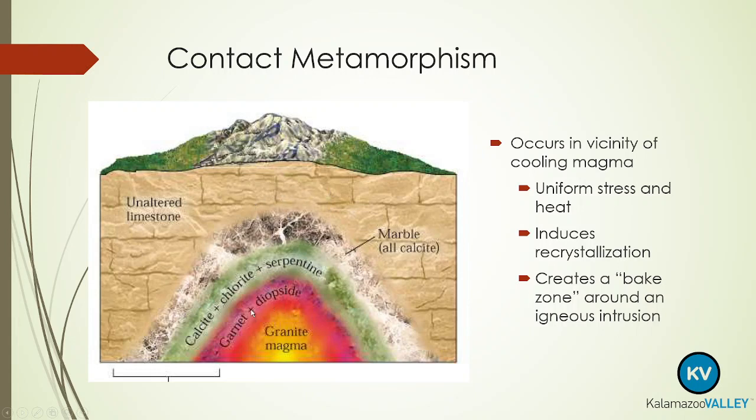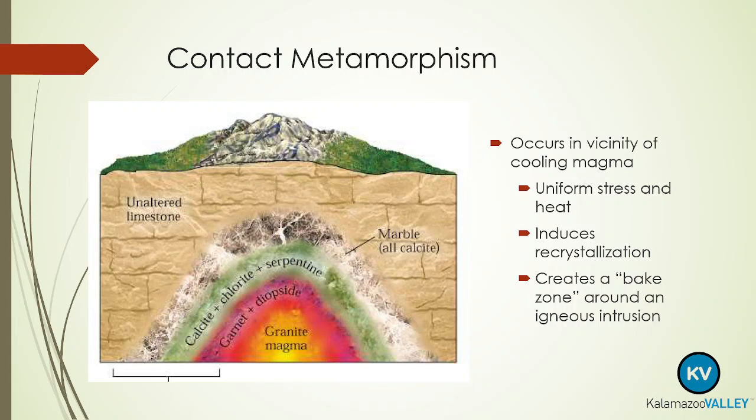So we end up with these sort of bake zones or ringlets around that body. If it's a dike or a sill, it wouldn't be a ringlet, but still same idea, of different grades of metamorphism. So in this case, if we have a magmatic body coming into a bunch of limestone bedrock, then at the highest temperatures with the highest degree of metamorphism, we'll end up with garnet and diopside, then calcite and chlorite, and then lastly that marble. So the marble is actually one of the lower grades of metamorphism of limestone.